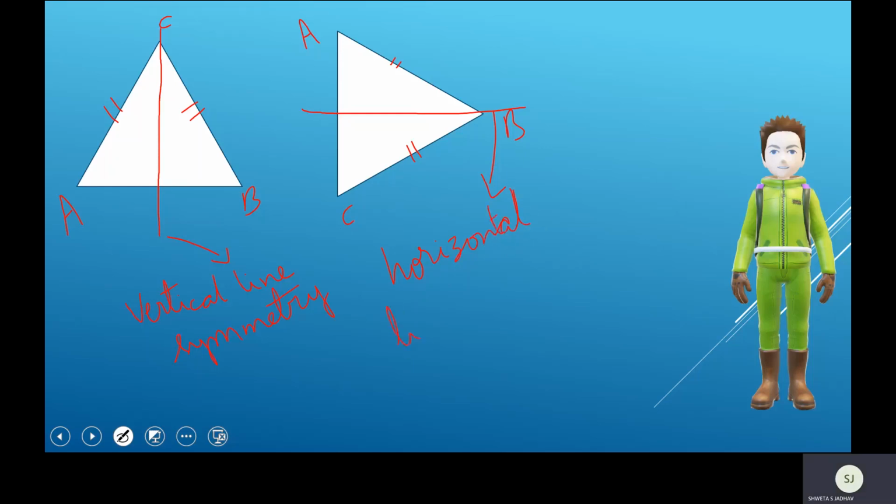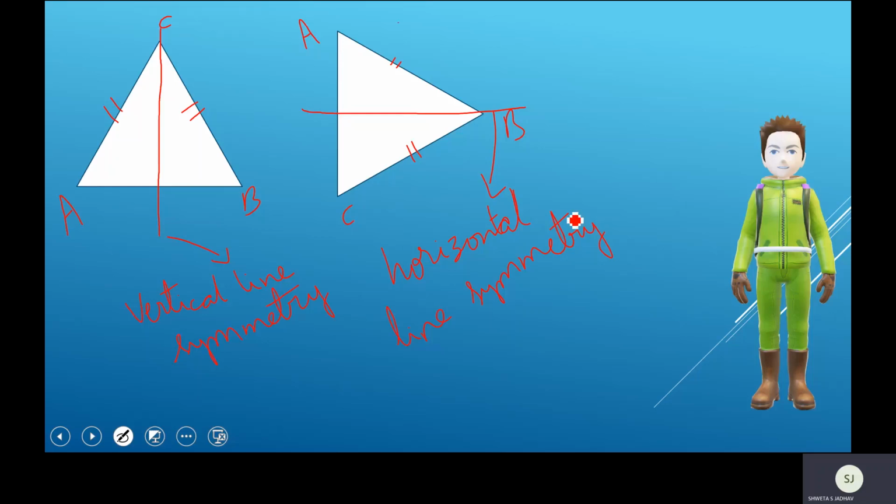This is called horizontal line symmetry, because we are drawing a horizontal line to make it into two parts. So now these are called the line or axis of symmetry. It can be a horizontal or vertical axis of symmetry. Now, can we have any figure which has more than one axis of symmetry? In these two figures, we can make only one line of symmetry or axis of symmetry. Let's try with others also.